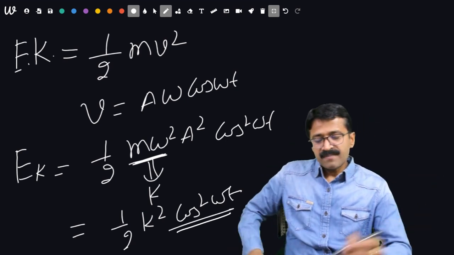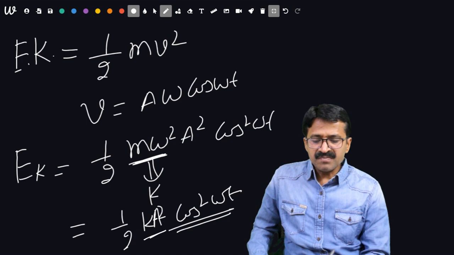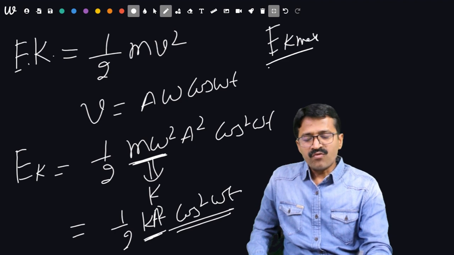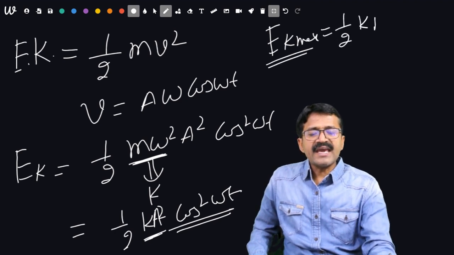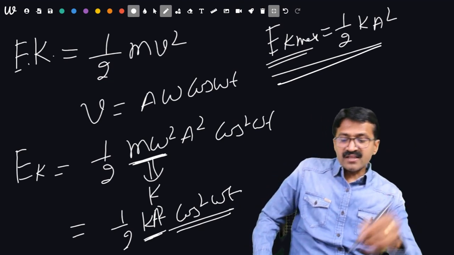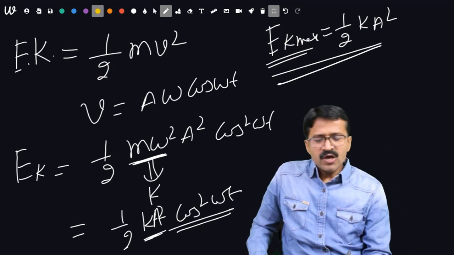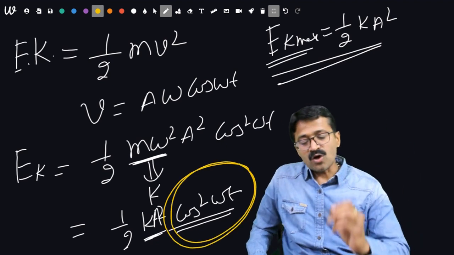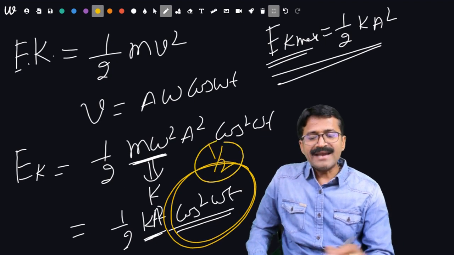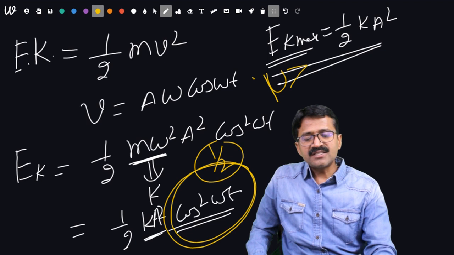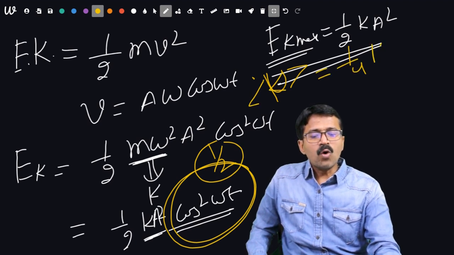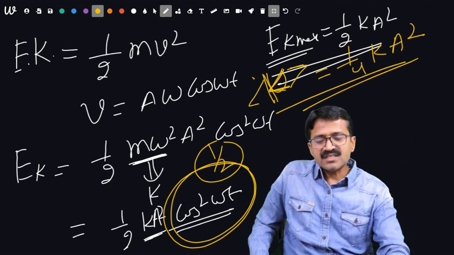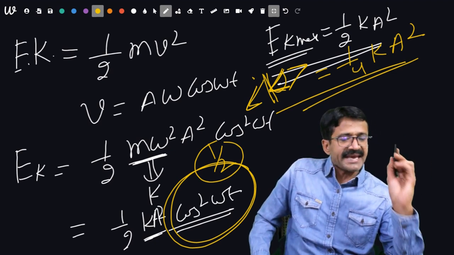Now the questions. What about maximum kinetic energy? Maximum kinetic energy Ek maximum will be half k a square. It is very important. Another question is, what about average kinetic energy? You know, the average value of sine square omega t is 1 by 2. Then the average value of cos square omega t will also be 1 by 2. Then the average kinetic energy will be 1 by 4 k a square. Remember, it is very important. Average kinetic energy is 1 by 4 k a square.